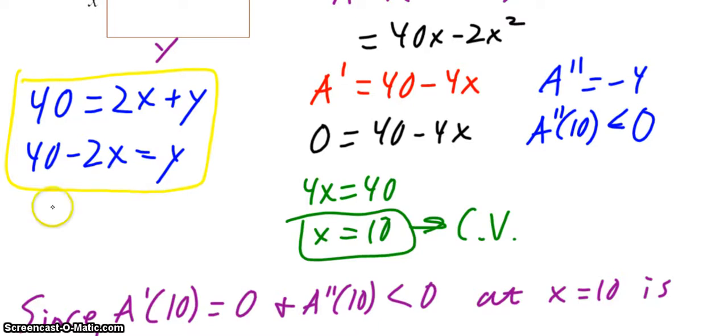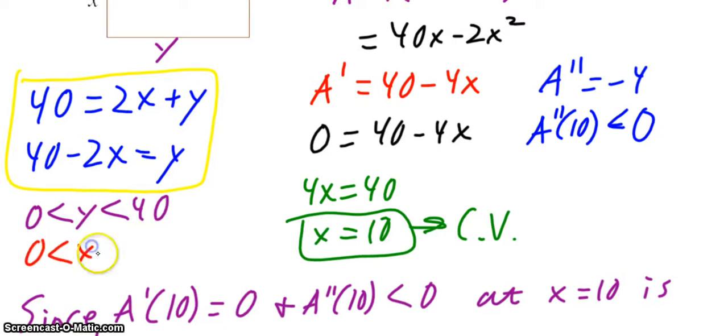I know that y has to be between 0 and 40, but it's not including 0 or 40. And x has to be between 0 and 20, but not including 0 and not including 20. So because these are both open intervals, I don't have to worry about checking endpoints.